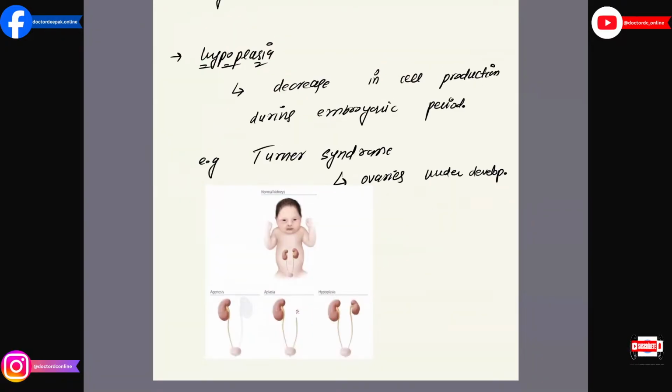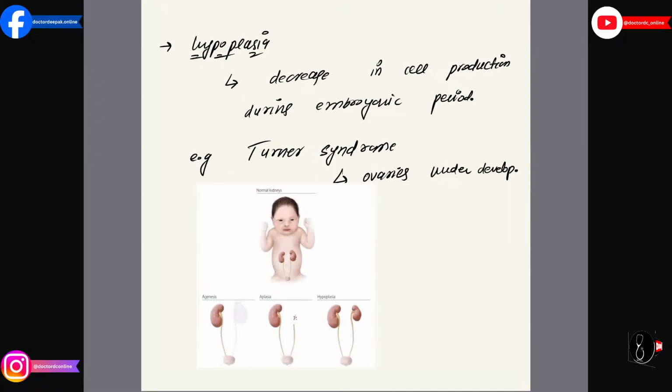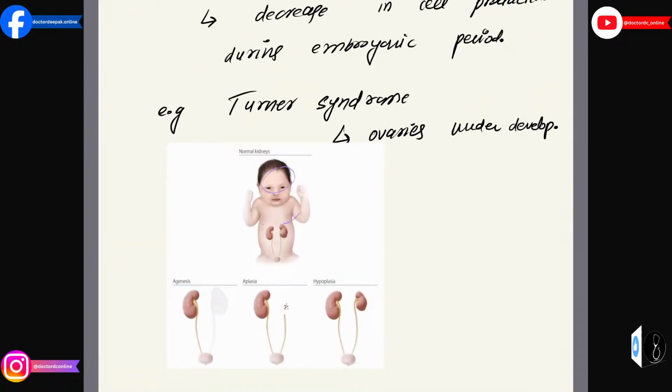Let's try to understand with this example. This is a normal baby, and a normal baby has two normal kidneys. You see, this is the first left kidney, and on the right side, this baby doesn't have any kidney. So there is a failure of production of one kidney, and it is called aplasia. In aplasia, total failure occurs. Please keep this in mind. On the other side, hypoplasia: you can see this is the kidney, and this is the second kidney, and in the second kidney, the overall cell numbers are decreased. So this is an example of hypoplasia.